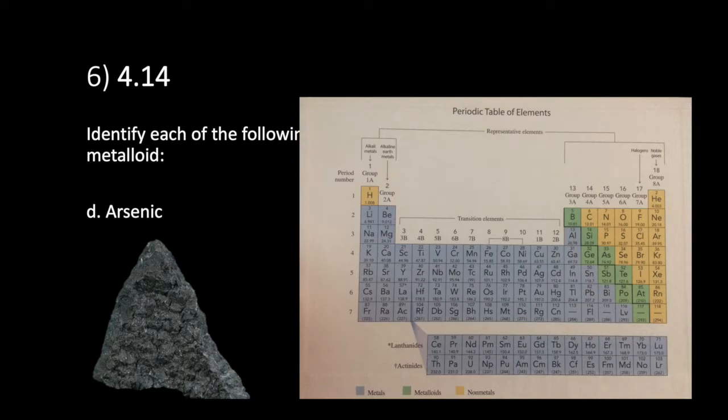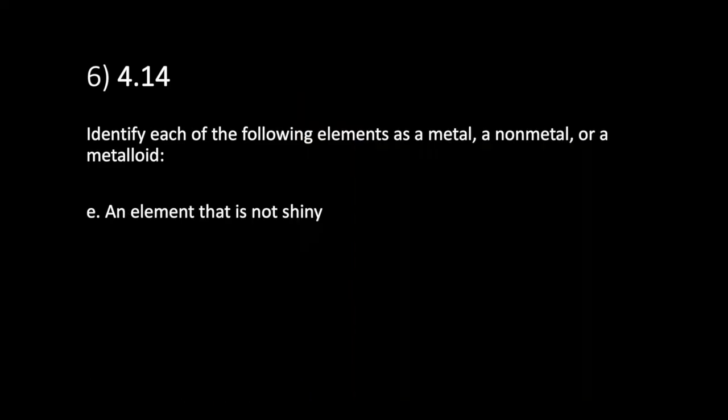Arsenic. So arsenic is over here. It's in group 5A, period 4. And arsenic is green. So it's right on that darkened zigzag line. It's touching it. And so it's green, and that means that it is a metalloid. It has some characteristics that are like metals, and some that are like nonmetals. It's a metalloid. For E, it says, what if an element is not shiny?